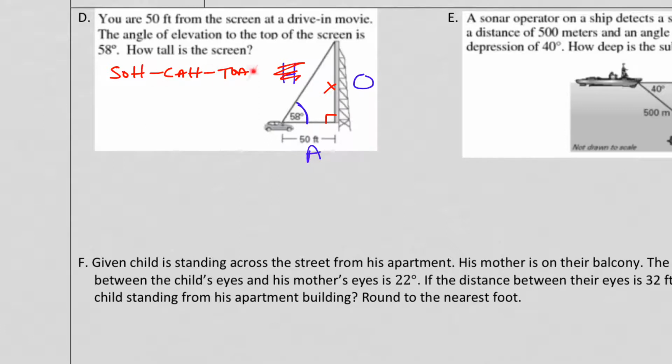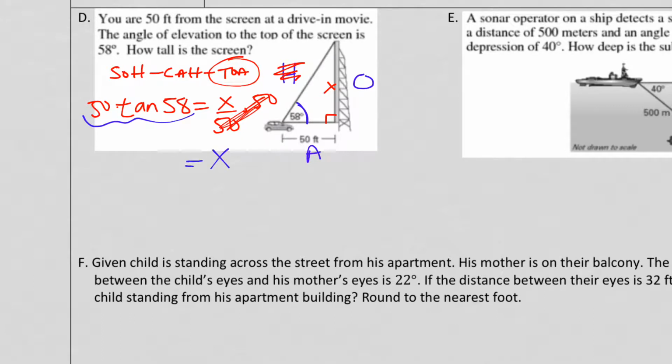So in SOHCAHTOA, O and A is going to be tangent. So I'll write tangent of my angle, 58 degrees, equals opposite, which is my x, over adjacent, which is 50. And then I can solve this. So multiply both sides by 50. And then guys, at this point, this is the job of a calculator. If I just press those buttons, I get approximately 80 feet. So the height of the screen is 80 feet.